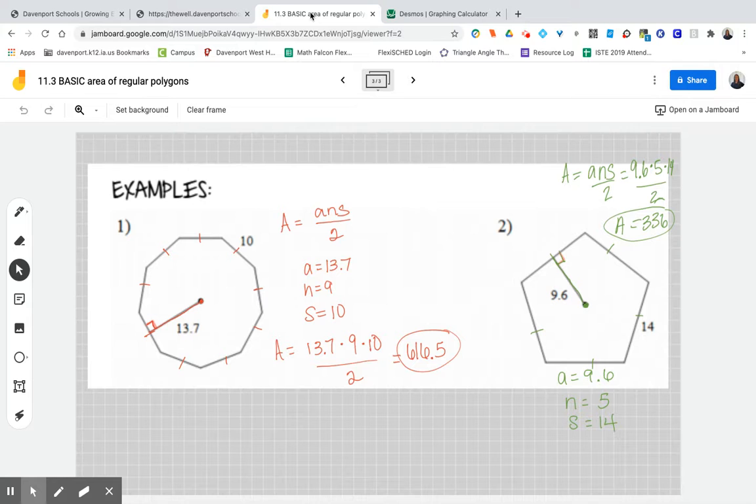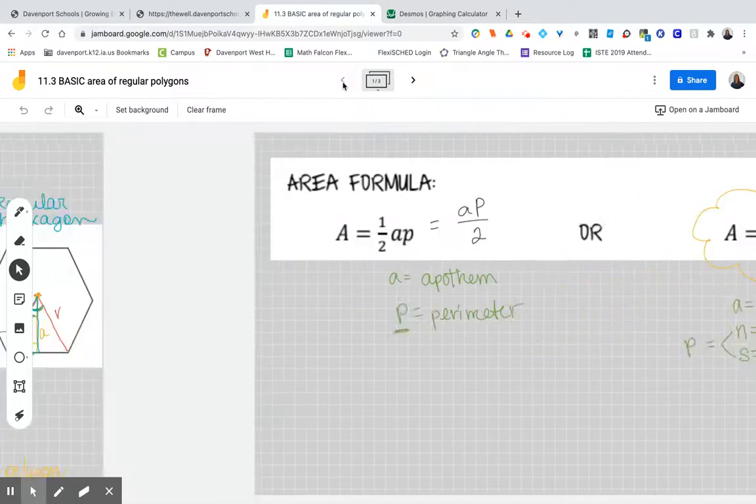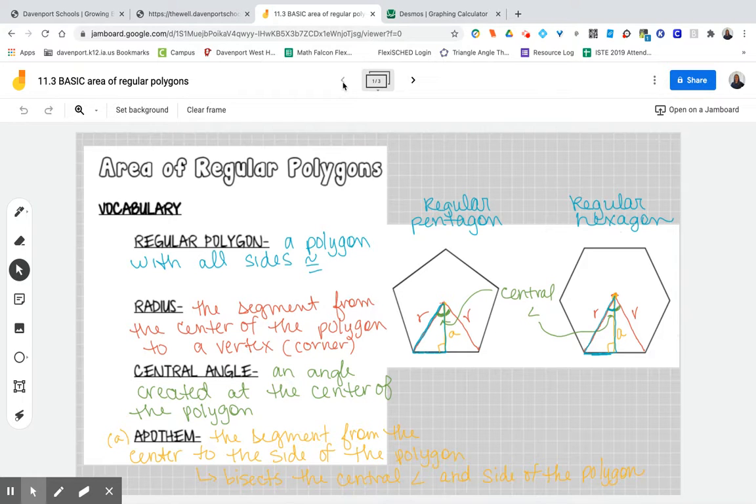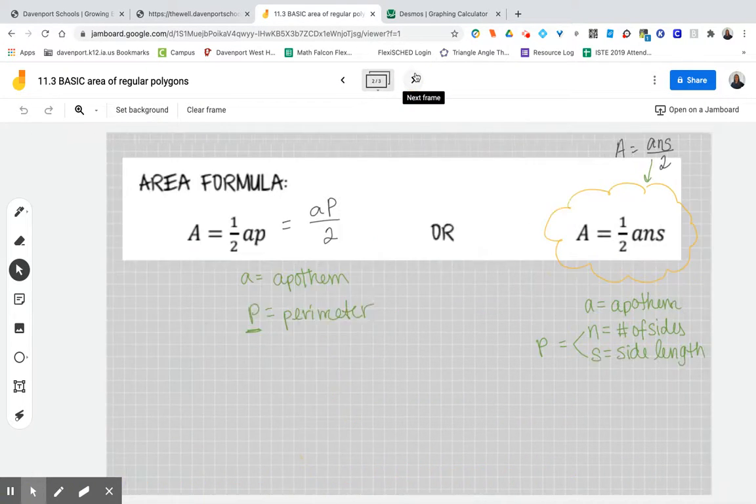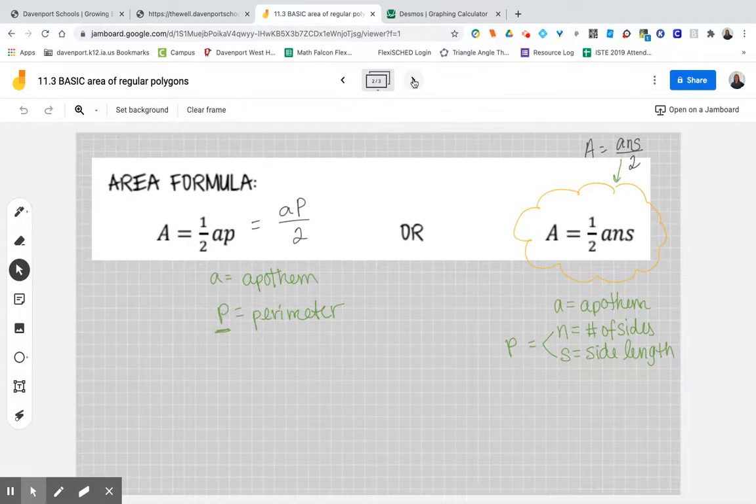All right, so that is the introduction to area of regular polygons. If you have any questions, please make sure you let us know. But again, just a quick rehash here. You have these different parts to your regular polygon. R is the radius. Then you have your central angle here in the center, and then you have your apothem, which is the length from the center out to the side. Today we really only focused on where the apothem is because it's part of our area formula.